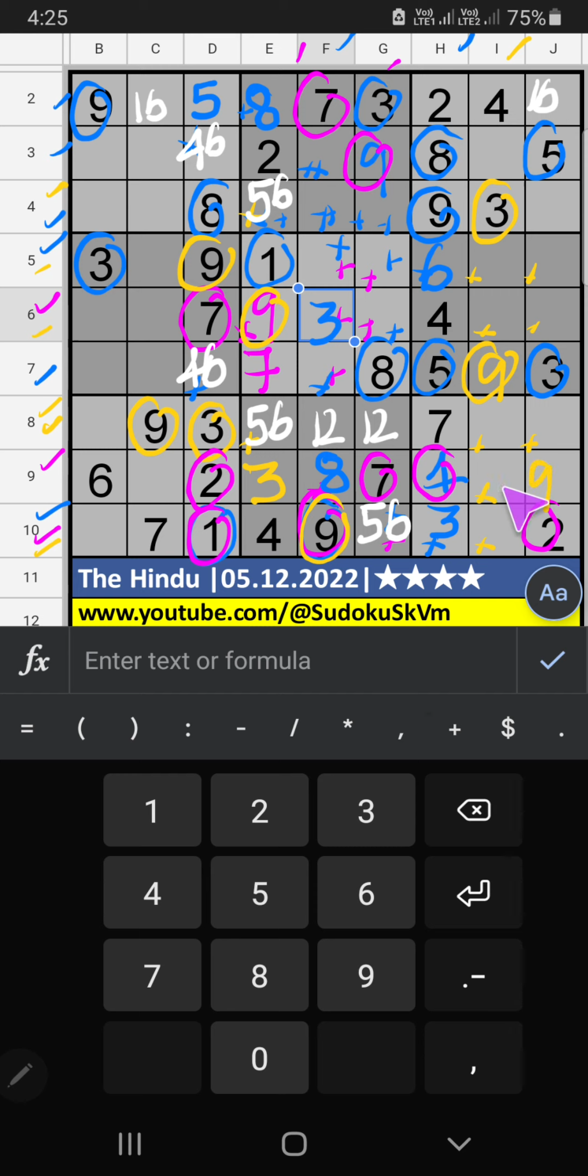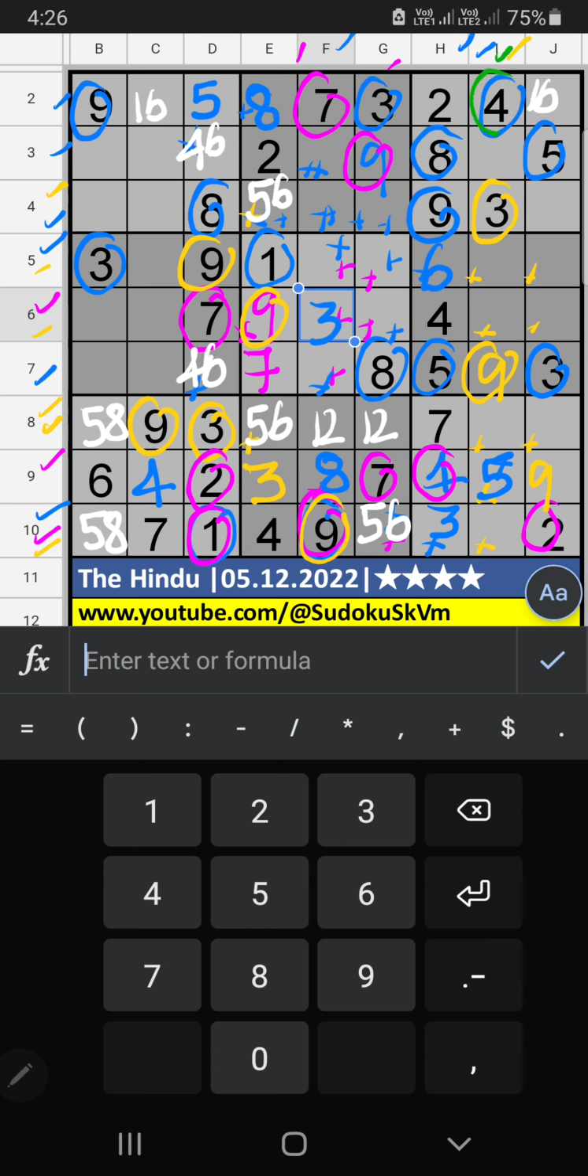The 9th row, 2 numbers are remaining, 4 and 5. Column I, we have 4. So 4 can't come in the cell. 4 is confirmed here. Then 5 is here. Then 7th grid, 2 numbers are remaining, 5 and 8. It will come in another 2 cells. We will confirm later.